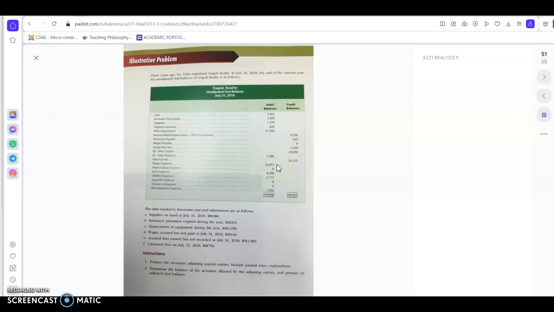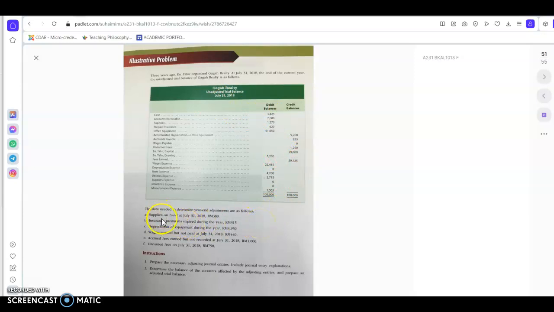wages expense 22415, depreciation expense 0, rent expense 4,200, utilities expense 2715, supplies expense 0, insurance expense 0, and miscellaneous expense 1505. Okay, total debit side is 100,000, total credit side 100,000. Okay, these are the unadjusted trial balance.